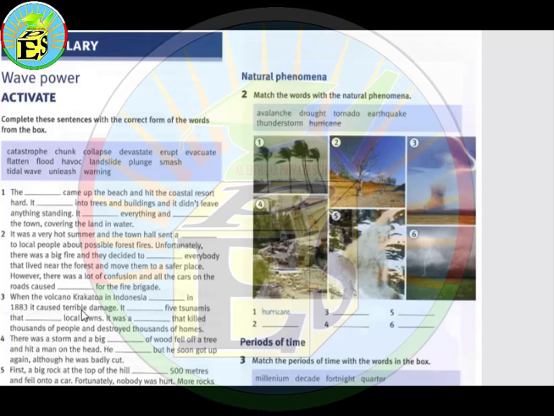Let's go to number 3. When the volcano Krakatau in Indonesia dash in 1883, it caused terrible damage. It dashed 5 tsunamis that dashed local towns. It was a dash that killed thousands of people and destroyed thousands of homes. Shall you complete it yourselves? I am waiting for your answers.